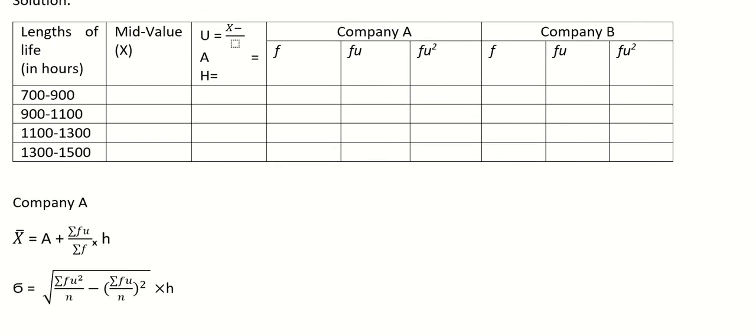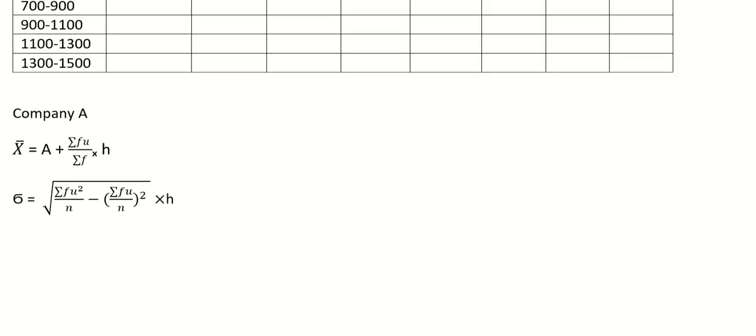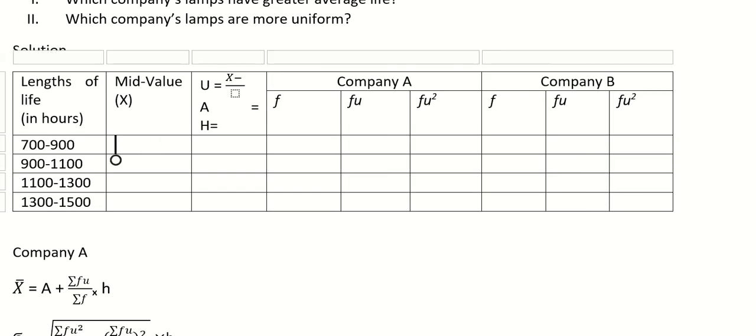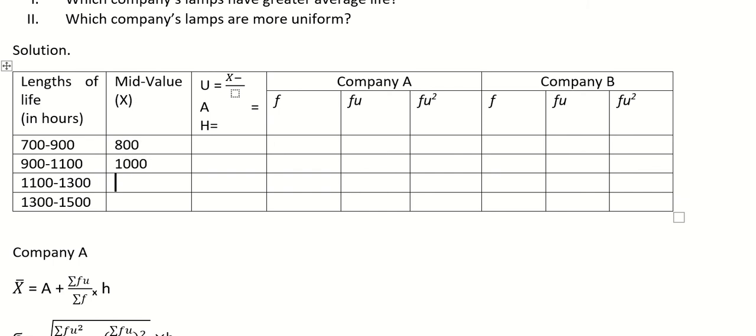So what are we calculating here? In the question, the length of life is given to you: 700 to 900, 900 to 1100, 1100 to 1300, and 1300 to 1500. So here we have mid values. We have to calculate mid values because mid values are basically the x which we need for calculating the mean. So x, the mid value, here is 800, 1000, 1200, 1400.